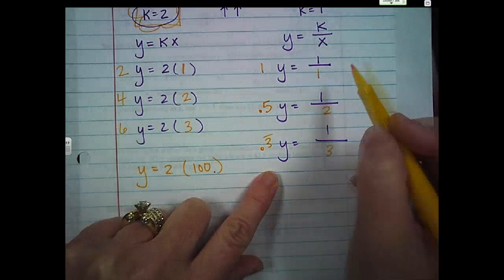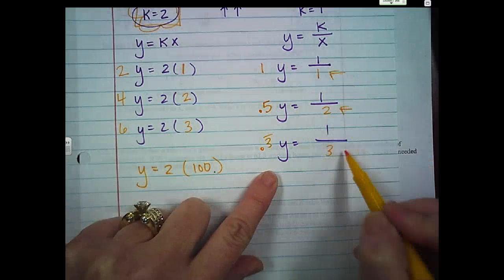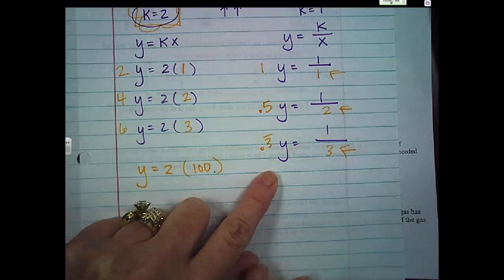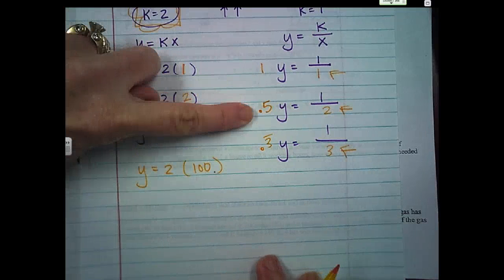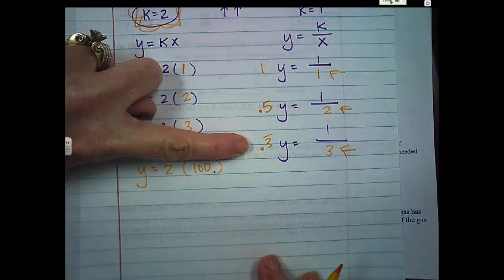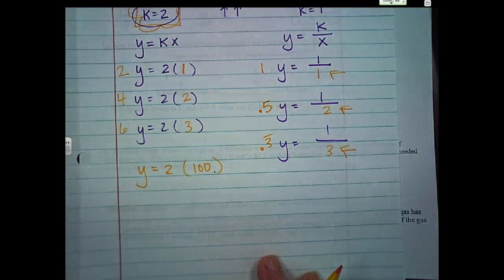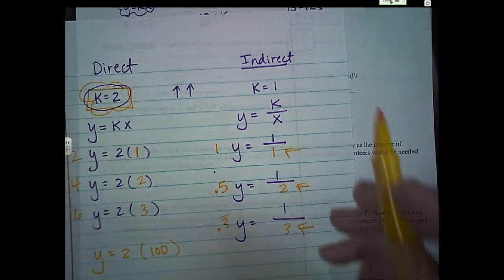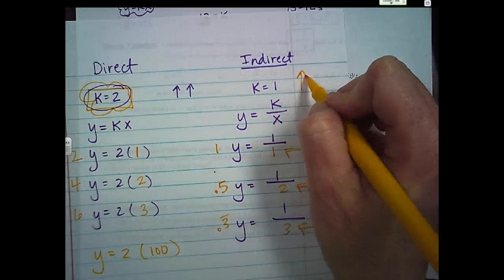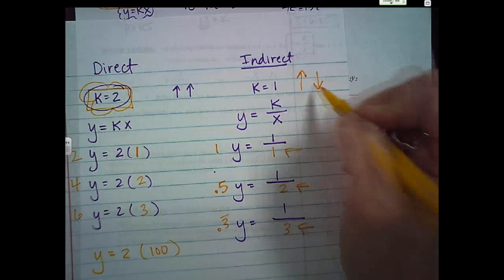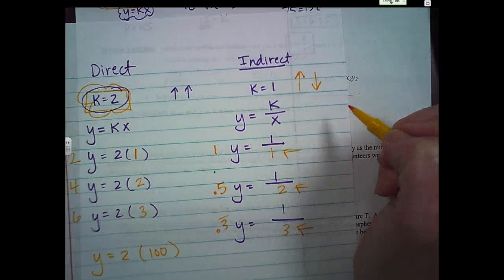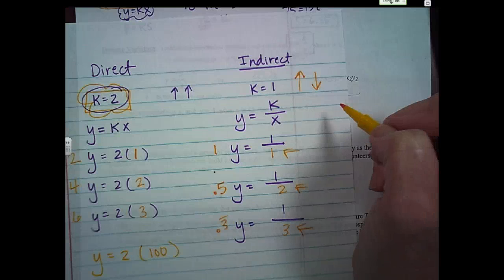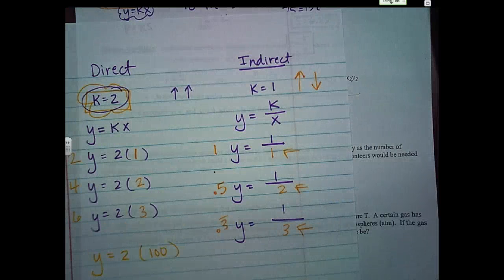So as x is getting bigger, 1, 2, 3, what's happening to y? 1, 0.5, 0.3, what's happening? It's getting what? Smaller, yeah. So indirect means as x gets bigger, y gets smaller, because you're dividing, right? Don't numbers get smaller when you divide? Unless it's decimals, but just the idea, right?